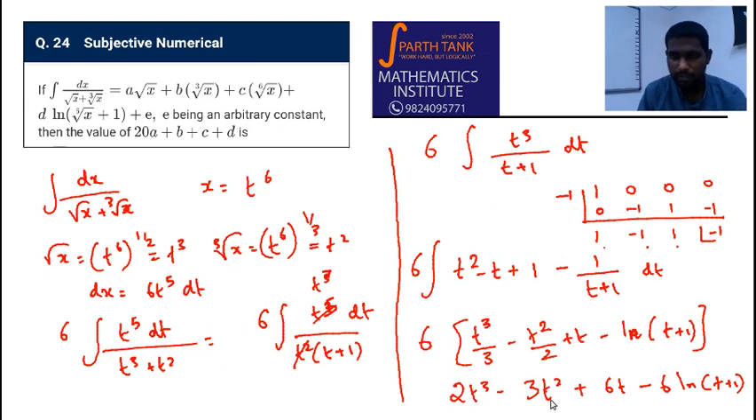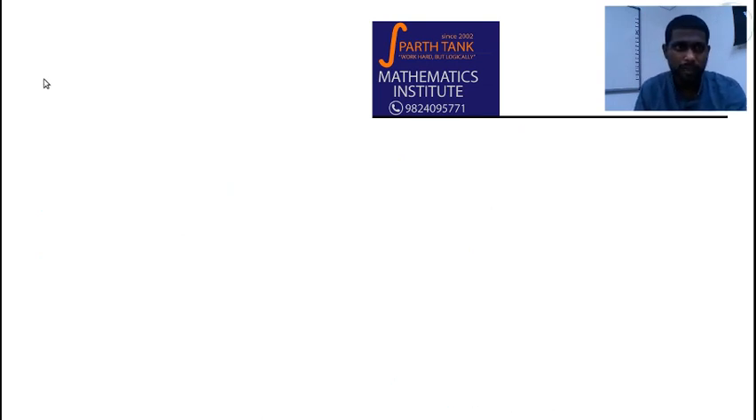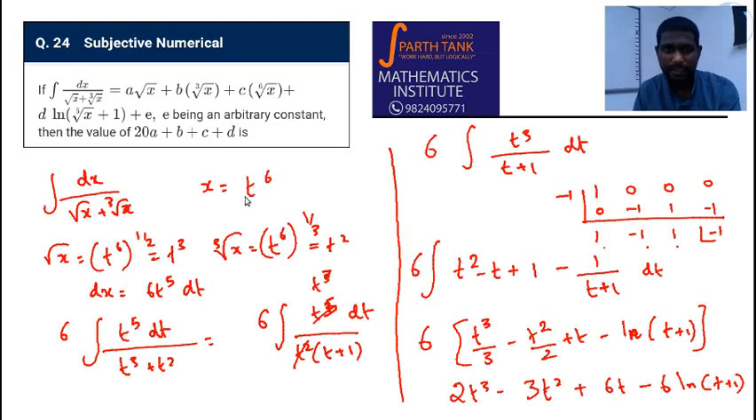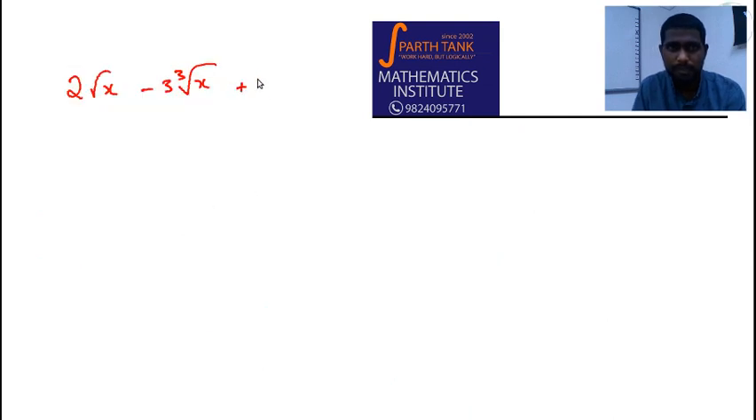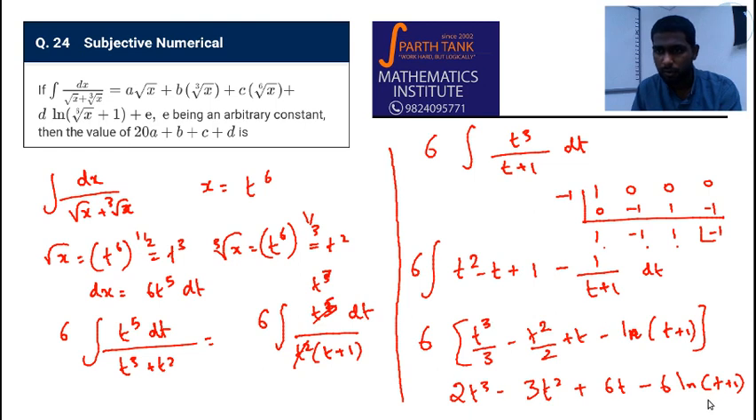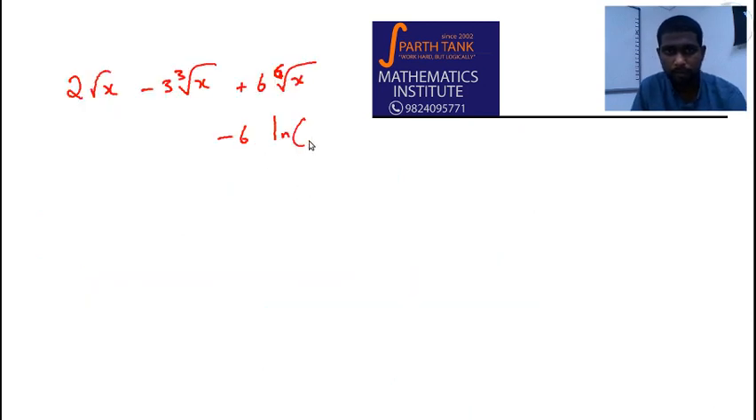So this is root x, this is cube root of x. So the final answer is 2 into root x minus 3 into cube root of x. And the same way, 6t, t is 6th root of x, right? So plus 6 into 6th root of x, this is 6, and then minus 6 into log of t plus 1, t is again 6th root of x, ln of 6th root of x plus 1.